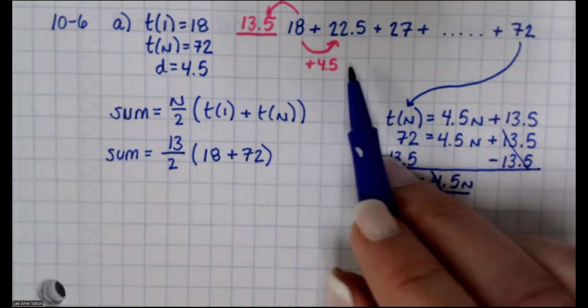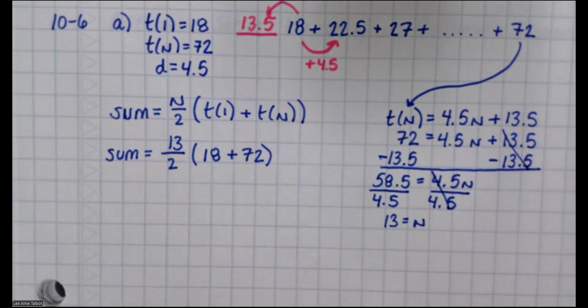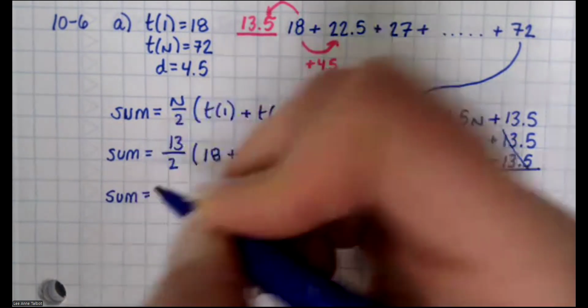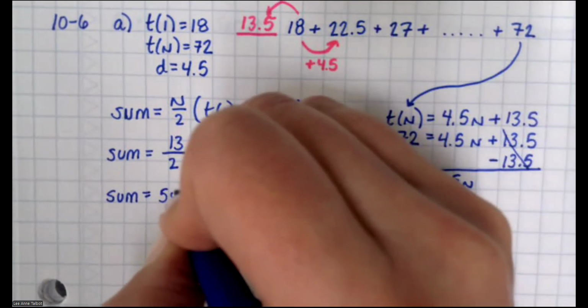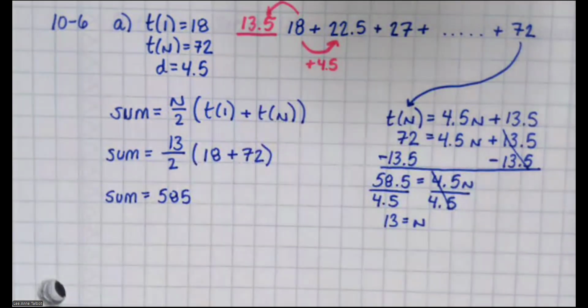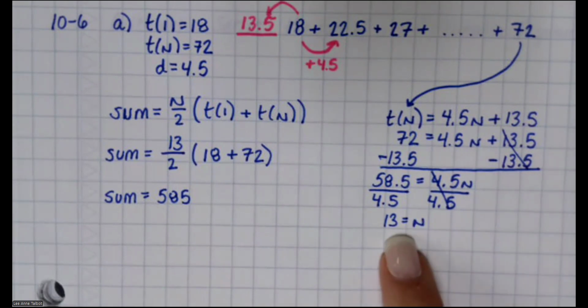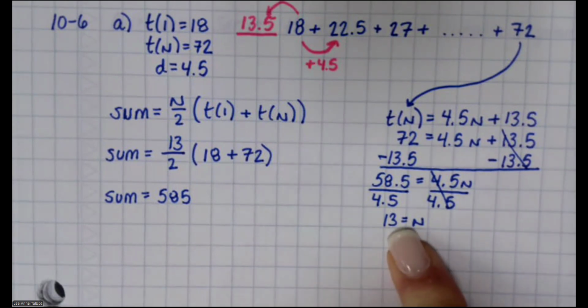If you're feeling ambitious, you could just list out the whole thing till you got to 72. I don't suggest it. Nothing wrong with that, it depends on the size of your writing. Okay, and then your sum is 585. If you do not get a positive whole number here, you know you've done something wrong because this has to be a positive whole number.